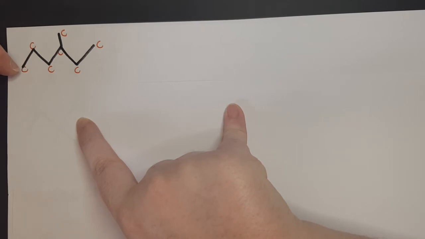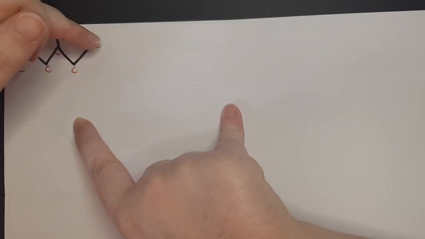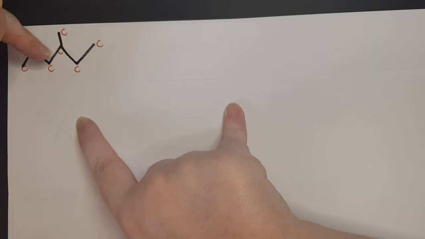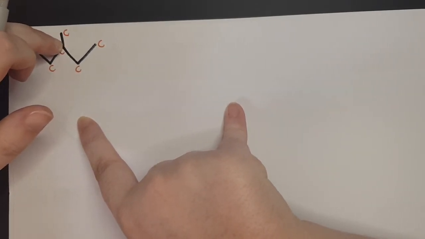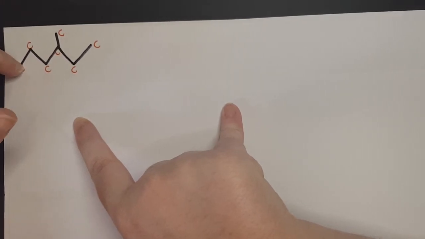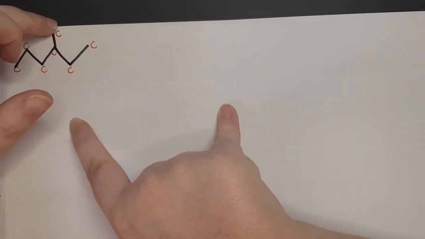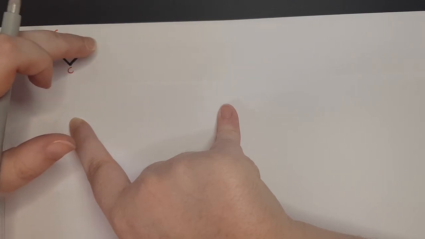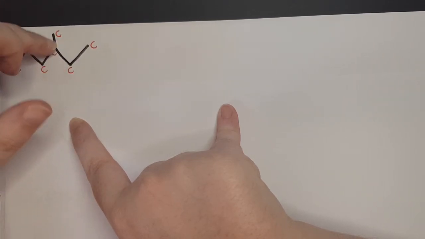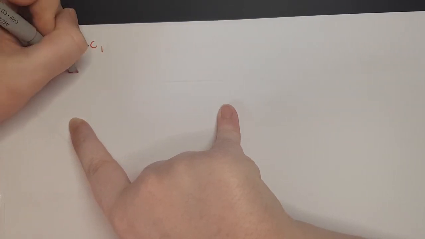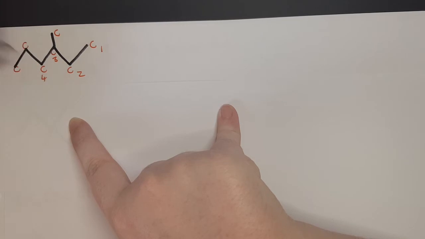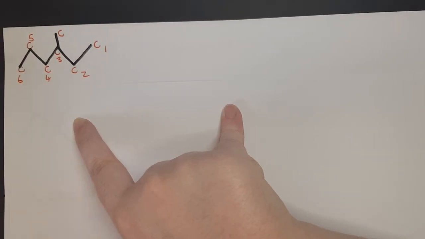So if I count my carbons, 1, 2, 3, 4, 5, 6, or 1, 2, 3, 4, or 1, 2, 3, 4, 5, 6 being the longest. Okay, and I want this side chain to get the smallest number. So if I go from this side, 1, 2, 3, 4, 4 is the side chain. Or if I go from this side, 1, 2, 3. So 3 is smaller than 4. So I have to start numbering here. And I say 1, 2, 3, 4, 5, 6.